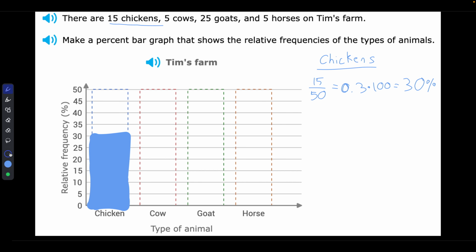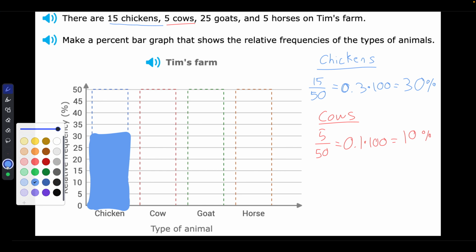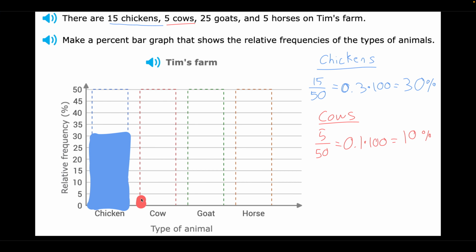Now let's do the next animal, cows in red. So cows, there are 5 cows out of the total of 50 animals. When we divide that by hand, in our heads, or in a calculator, you get 0.1. And if you multiply that by 100, you get 10%. So put it on our graph, 10%, boom.